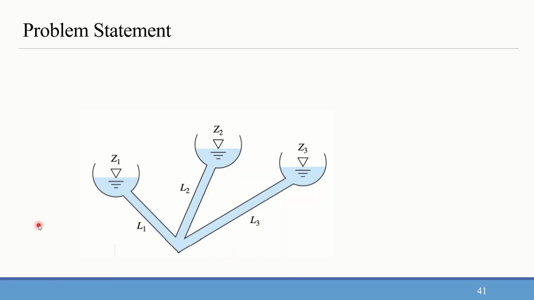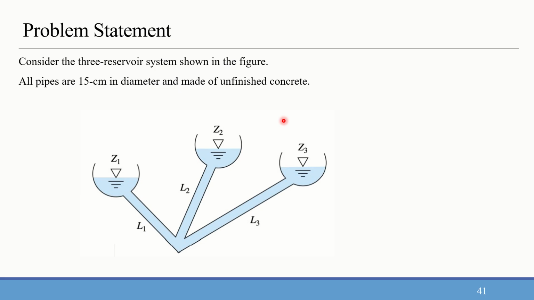another question. Before that we'll see the figure. So we have three reservoirs which are connected at a junction. So L1, L2, L3, and they are at heights Z1, Z2, Z3. Consider the three reservoir system shown in the figure. All pipes are 15 centimeter in diameter and made of unfinished concrete. So we are given a three reservoir system and the diameters of the pipes, which are 15 centimeter, made of unfinished concrete. So we'll see what is asked.